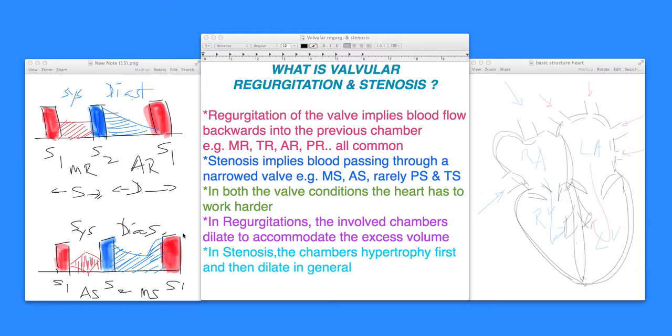So just try to familiarize yourself with this. Obviously, these are very intricate valve conditions, but I hope I've been able to explain.